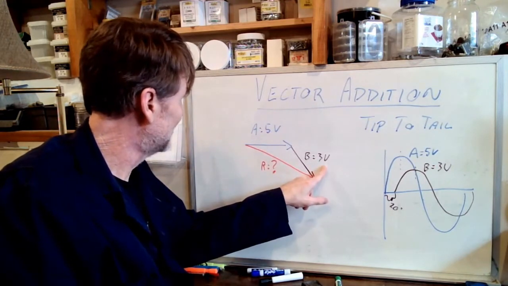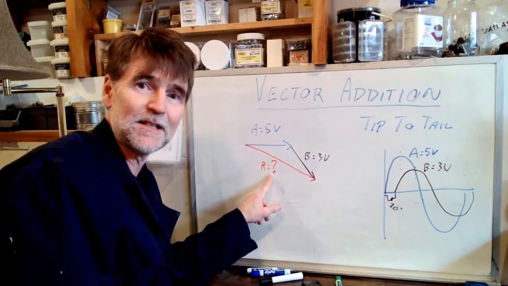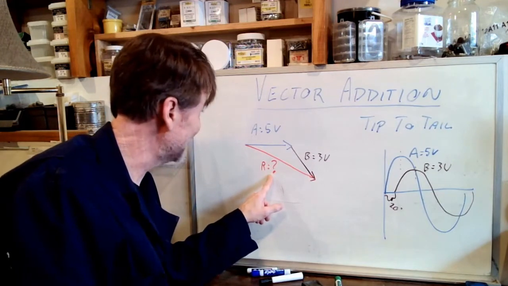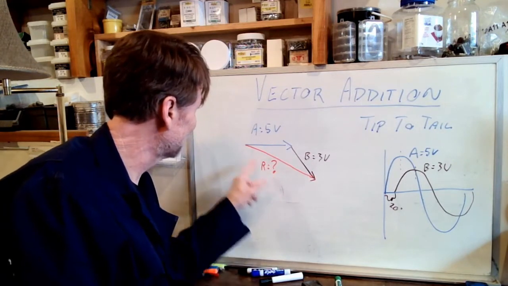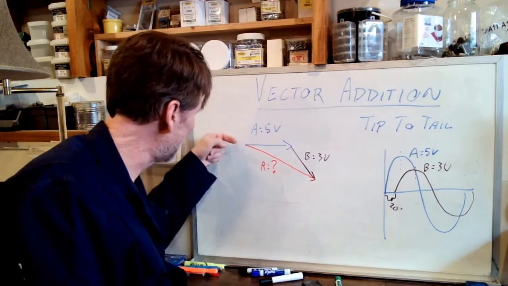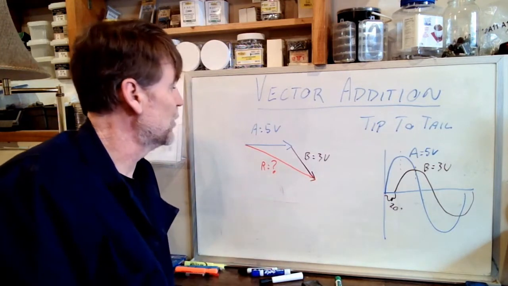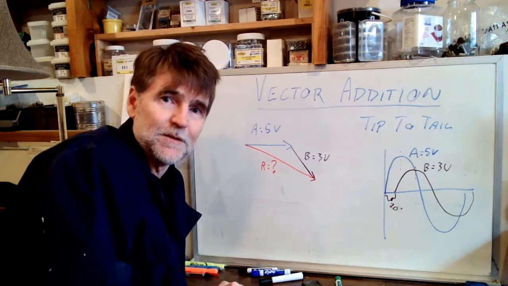5 plus 3 is 8. Is that 8? No, absolutely not. It's something less than 8, right? Because we haven't followed the 3 and the 5. We've cut the corner off. So this is the challenge ahead of us.